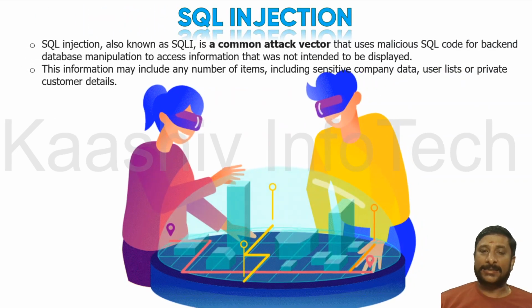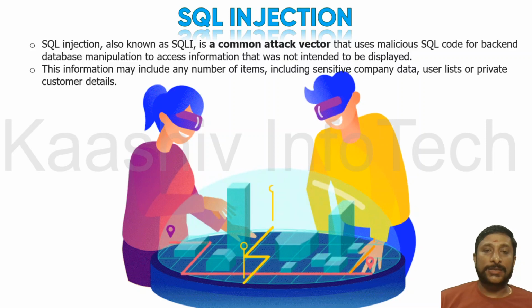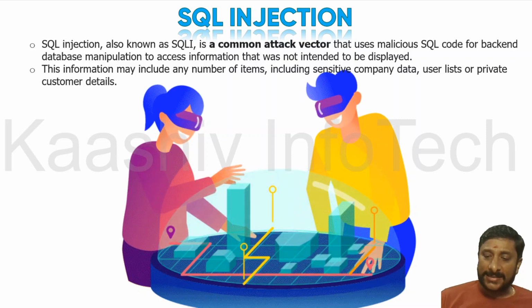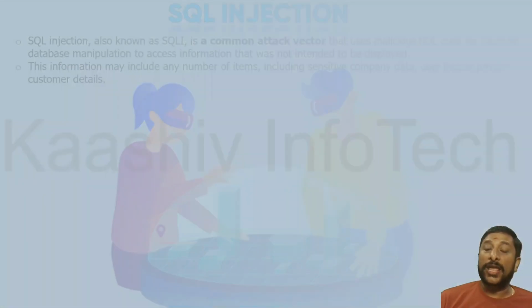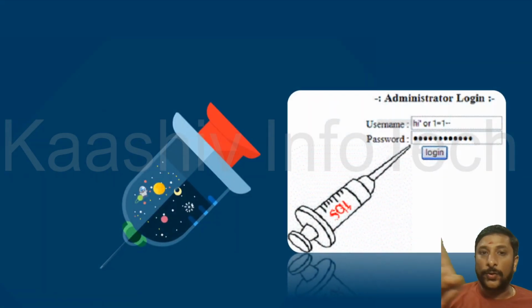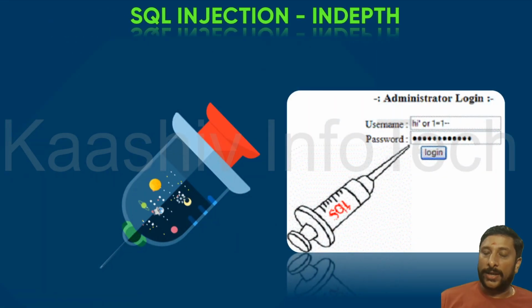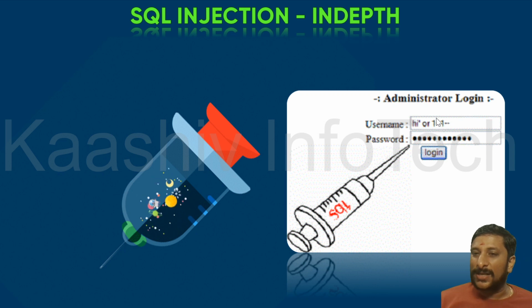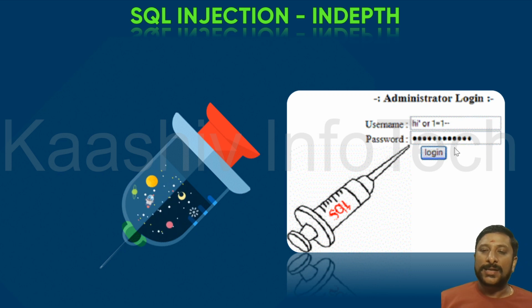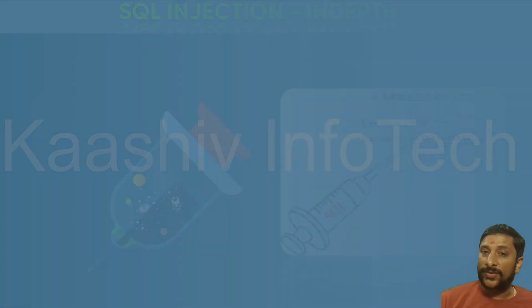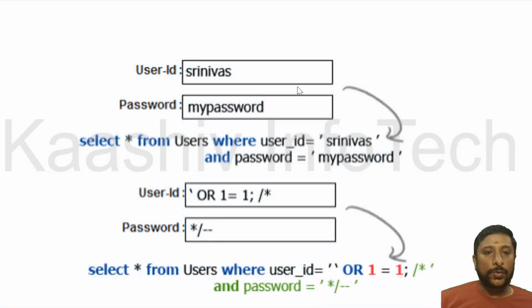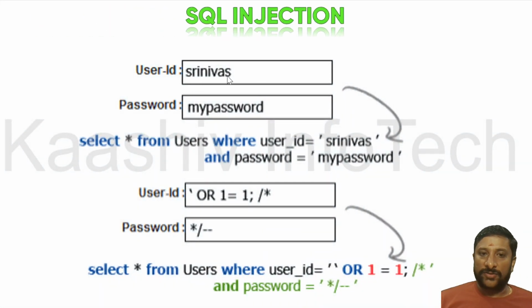SQL injection. In the sense, as I told you, via SQL, they will try to identify the weakness and try to inject. That is called SQL injection. So you are able to see it here. The username is this one. I'm trying to give something to identify the weakness of the SQL and try to inject. You are able to see the username is Srinivas. The password is my password.